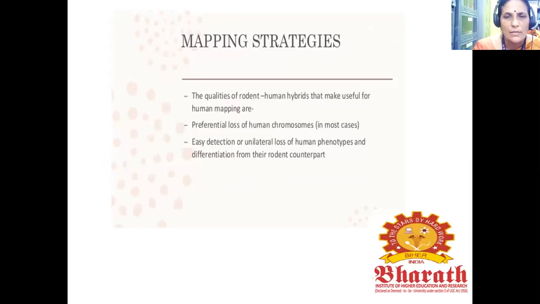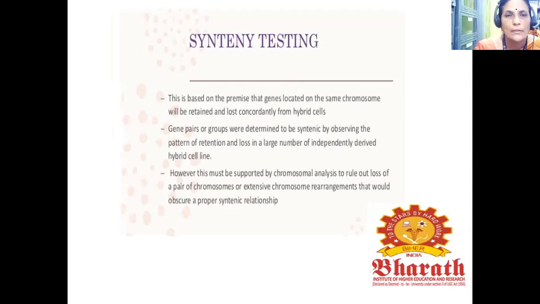Next is mapping strategies. The qualities of rodent-human hybrids that make them useful for human mapping are the preferential loss of human chromosomes in most cases, easy detection of human phenotypes, and differentiation from their rodent counterpart.